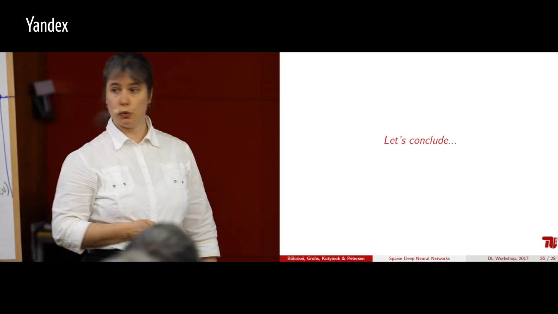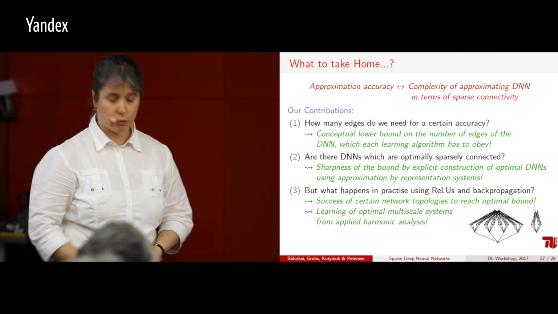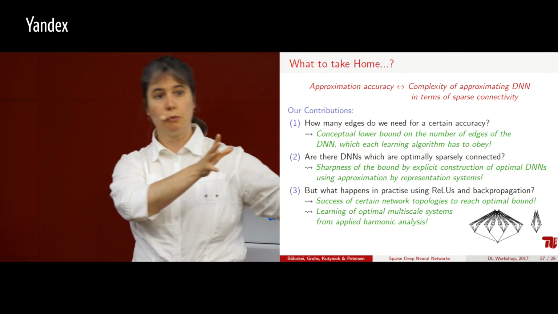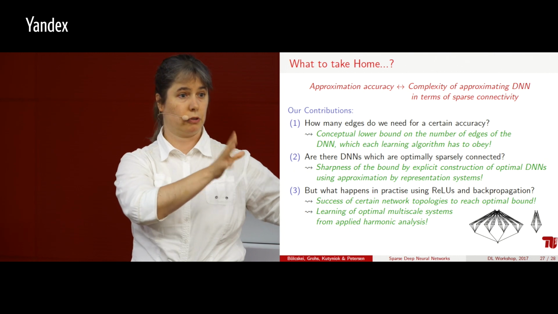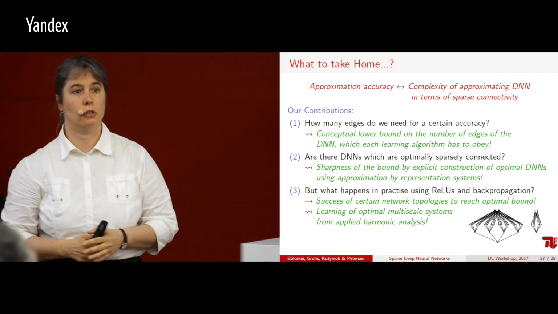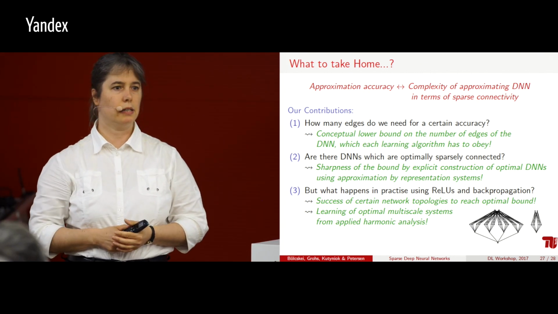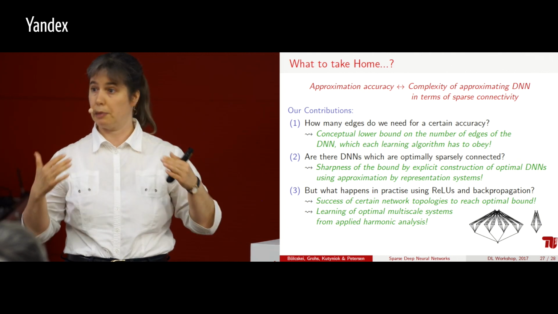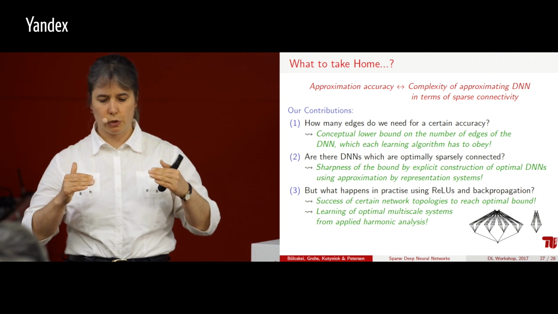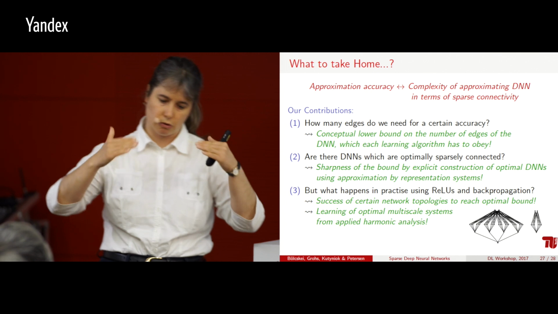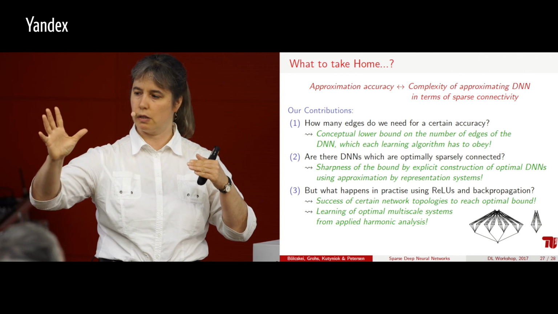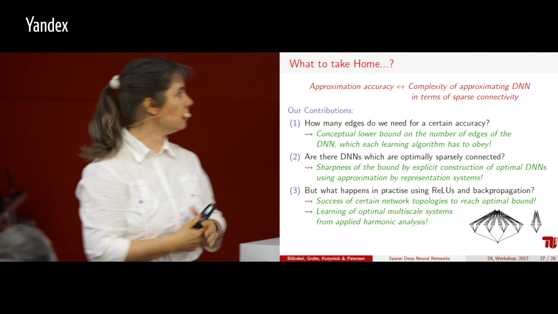Good, so let me conclude. In general, we were interested in relating approximation properties of networks with the complexity of those networks, and the complexity we measured in terms of sparse connectivity. And we asked the following question: how many edges do you need for a certain accuracy? What I showed you is one result, which shows that in some sense there's a fundamental lower bound for the number of edges you need for that accuracy. Then we asked the question, is this bound sharp? So can we create networks which reach this optimal ratio between the accuracy and the sparse connectivity? And indeed we could do that.